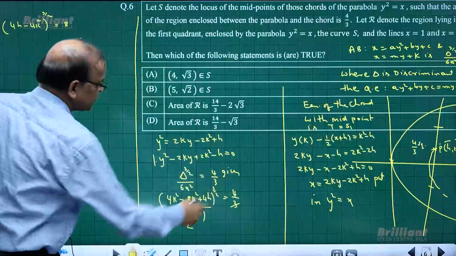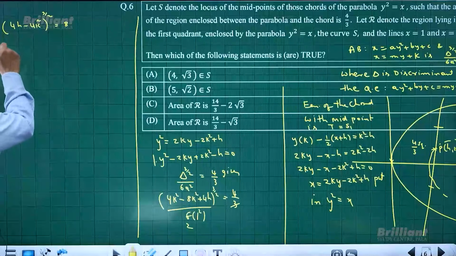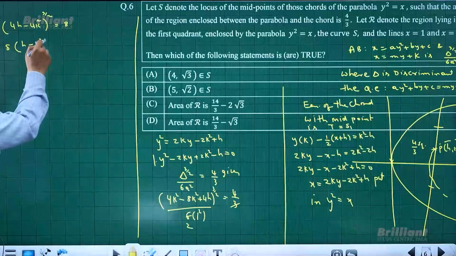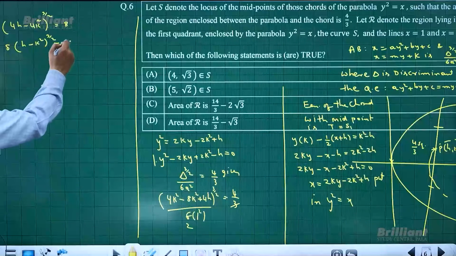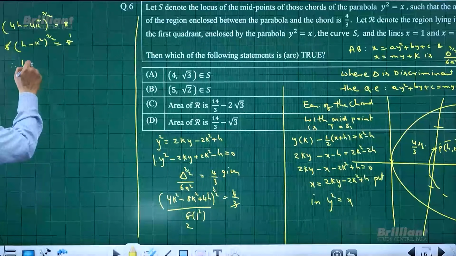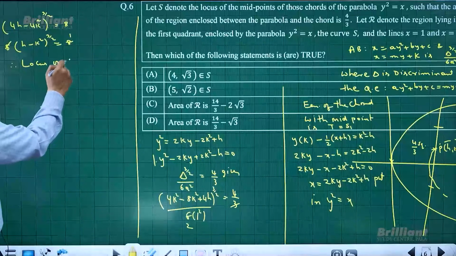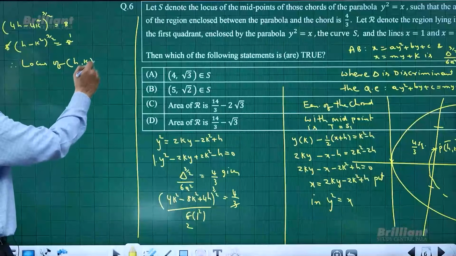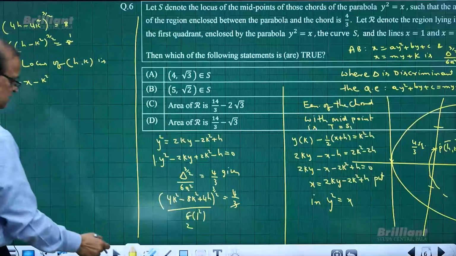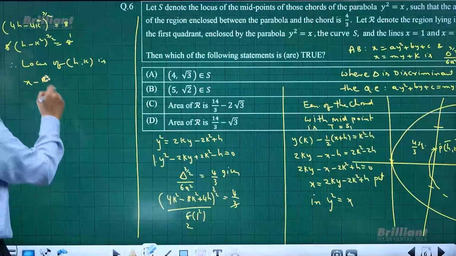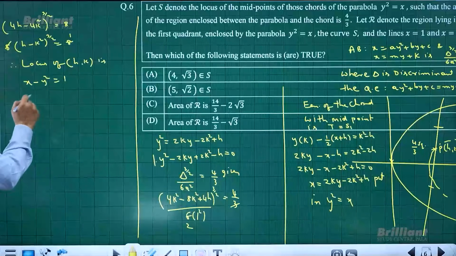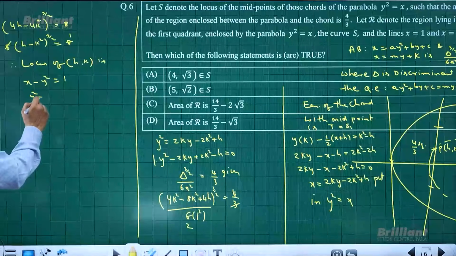Cross multiply, right? Here 4 is common, power 3 by 2 is there, so (h minus k square) power 3 by 2 is 8. So therefore, 8 cancels. Therefore, the locus of h comma k is x minus y square equal to 1. So it is y square is equal to x minus 1.